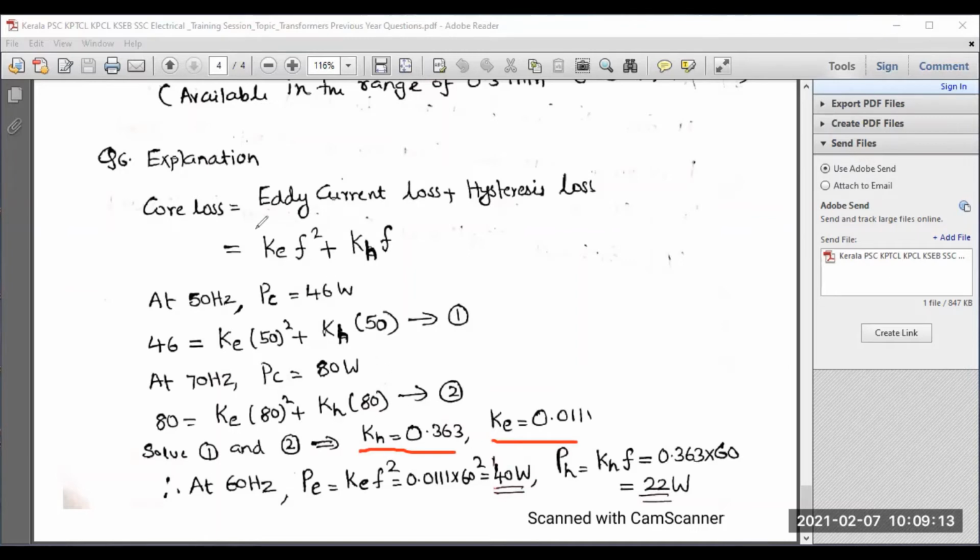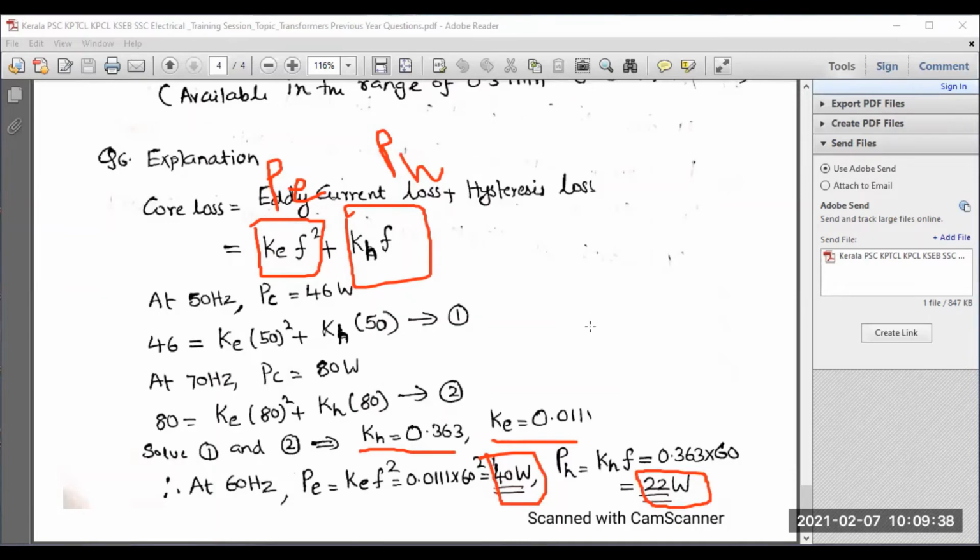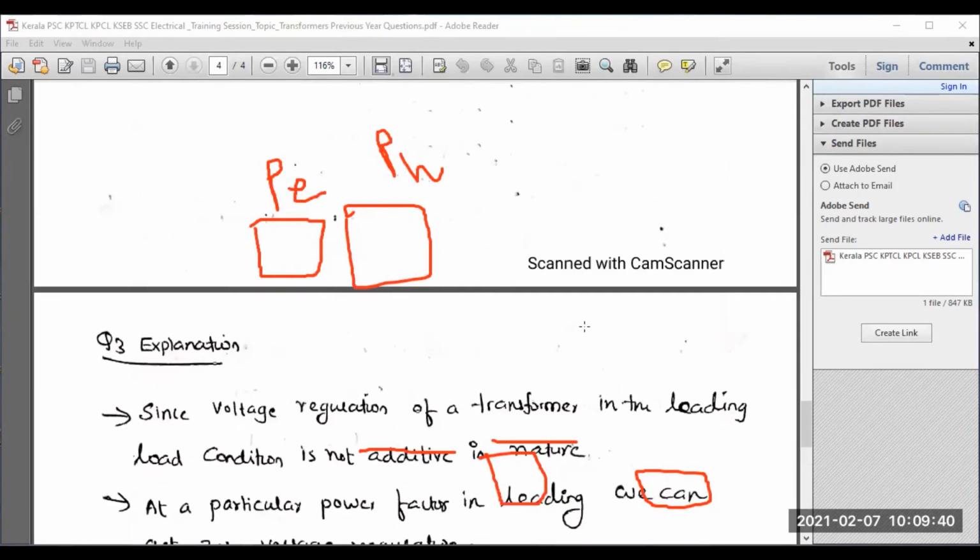Substitute over here. If I solve this, I'll be getting eddy current loss PE. If I solve the second term, I'll be getting hysteresis loss PH. Please solve: KE into F square, then KH into F. If I multiply KE into F square, I'll be getting 40 watts. Similarly, if I multiply KH into F, I'll be getting hysteresis loss equal to 22 watts. So the answer is 40 watts and 22 watts.